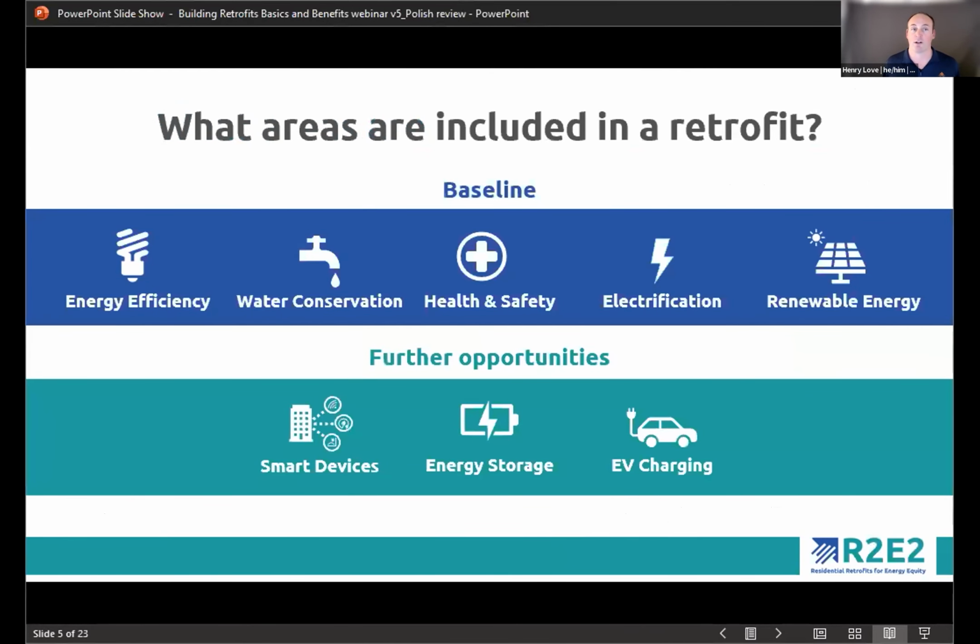So what areas are included in a retrofit? The baseline things that are included would be energy efficiency, water conservation, health and safety improvements, electrification of the home, switching away from fossil fuels, or adding renewable energy to your home. Other opportunities that you could explore are having smart capabilities with smart devices and building automation, having energy storage for management of renewable energy or as a backup in case of power outages, or adding EV charging if you have an electric vehicle.